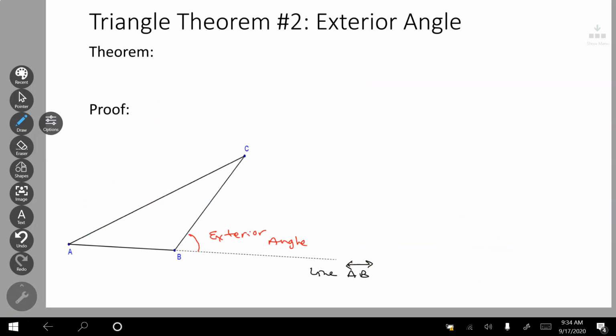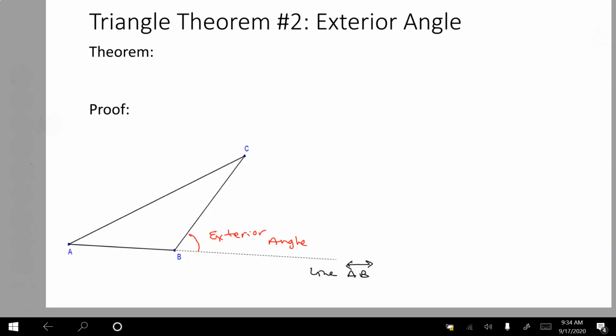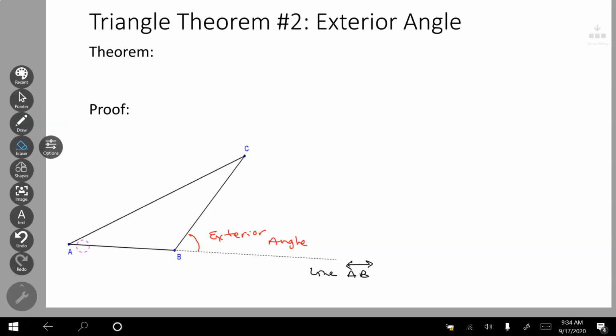So the next theorem we have is called the exterior angle theorem, and an exterior angle is the angle on the outside of the triangle from the extended line of a side. So here's side AB, here's line AB extended out, and this red angle is the exterior angle.